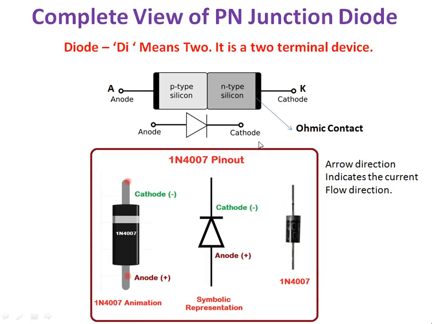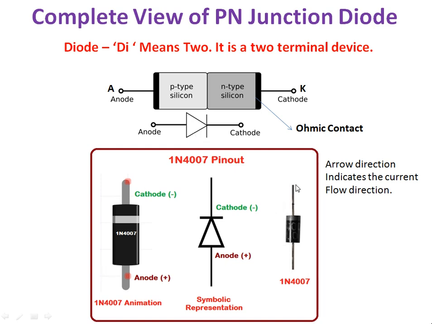Hello students. So last class we discussed the depletion layer formation, and this is the symbolic representation of a diode. Di means two, so it has two terminals, anode and cathode. This arrow indicates the current flow direction. Diode is a unidirectional device, or it conducts electric current only in one direction.